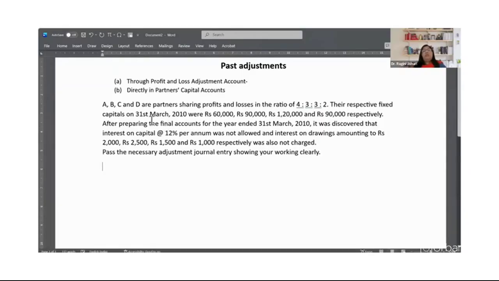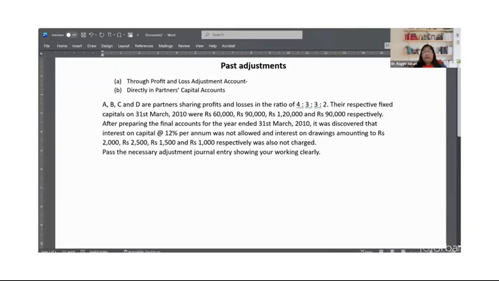It says there are four partners in the firm, A, B, C, and D. They are sharing profit in this ratio. Their respective fixed capitals on 31st March 2010 were 60,000, 90,000, 1,20,000, and 90,000 respectively. After preparing the final accounts for the year ended 31st March, it was discovered that interest on capital at the rate of 12% per annum was not allowed, and interest on drawings of the respective amounts was also not charged. Necessary adjustment journal entry should be passed.